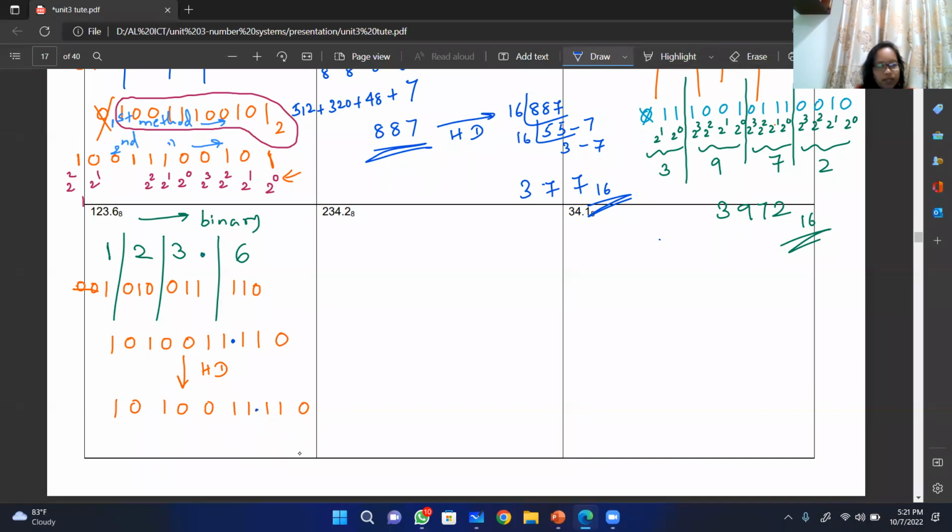Then there's the point. From this point we have to cluster it, right? From the decimal point. But it has 3 digits now. So in order to make it 4, we have to add a 0 at the end. That is only for the decimal part. Then break it right at the decimal point.